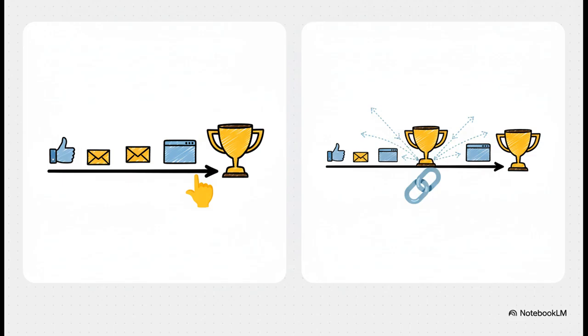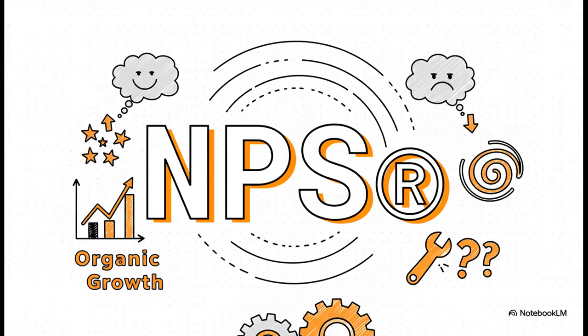Multi-touch attribution, on the other hand, is way more sophisticated. It distributes credit across all the different touch points, giving you a much more accurate picture of what's actually driving your sales. And hey, it's not just about the sale.